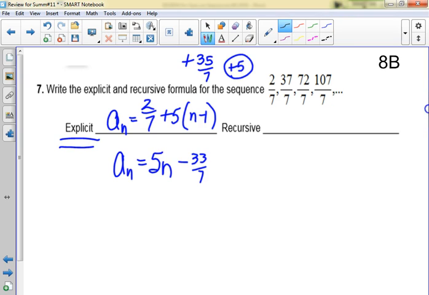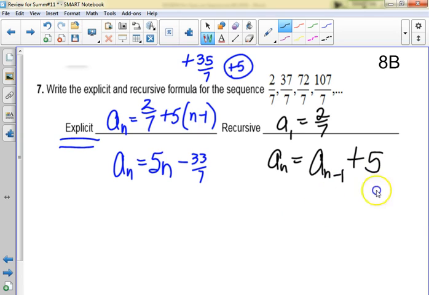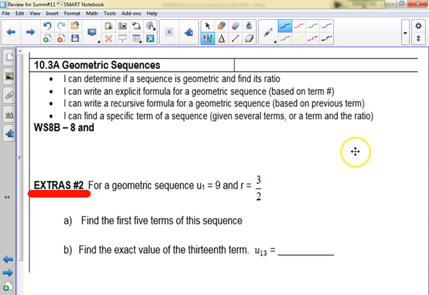Recursive? Yep. He said 5 plus a sub n minus 1, doesn't matter. Probably better that way because it's clear where your subscript is, but I don't care. Everybody good? You got to know the difference between those two forms, guys.